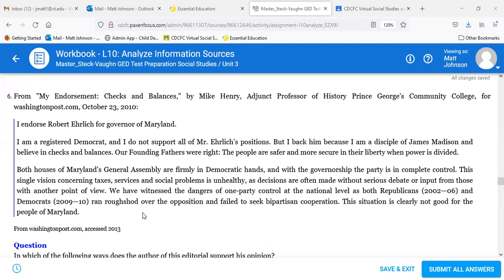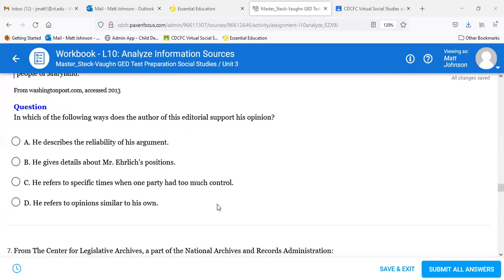From WashingtonPost.com, accessed 2013. We'll go ahead and read the question for us too. In which of the following ways does the author of the editorial support his opinion? A, he described the reliability of his argument. B, he gives details about Mr. Ehrlich's positions. C, he refers to specific times when one party had too much control. D, he refers to opinions similar to his own.